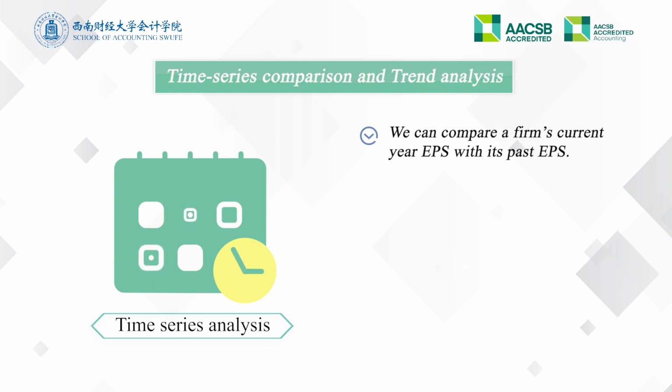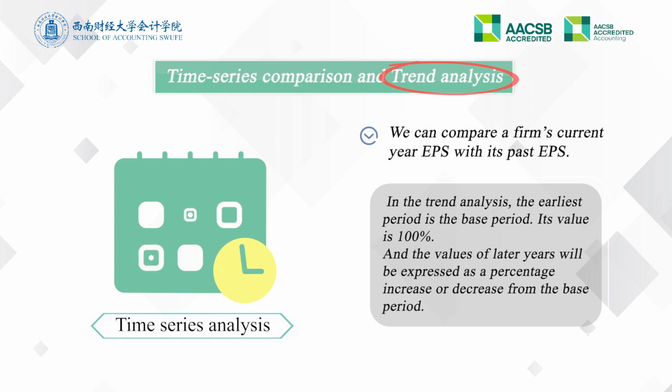Besides, if we take a relatively long time period, we can also do a trend analysis. This trend analysis reveals patterns in data across successive periods. In the trend analysis, the earliest period is the base period, and its value is 100%. And the values of later years will be expressed as a percentage increase or percentage decrease from the base period.